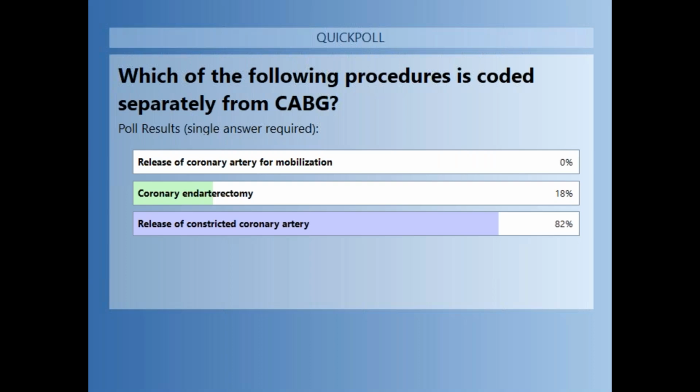Nobody fell for that. You don't code release of coronary artery for mobilization. That's considered part of preparing for the procedure. Coronary endarterectomy, remember, if it's done to prepare for CABG, is not coded separately. But if we have a constricted coronary artery that needs to be released, that can be coded separately. So the answer is the third one, release of constricted coronary artery. All right, thank you, Michelle.